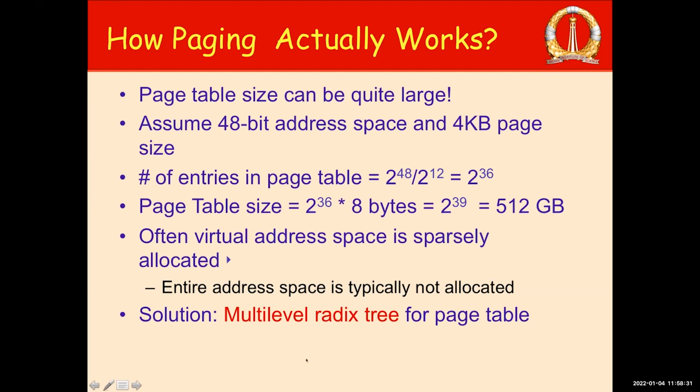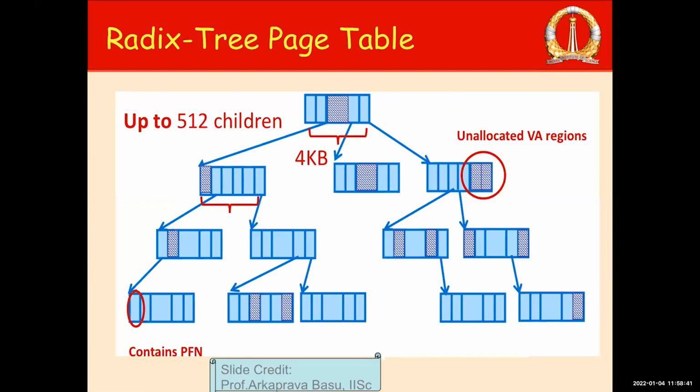So for this purpose, operating systems today actually implement something called a multi-level radix tree. And this multi-level radix tree is a structure which is something like this. Each node has up to 512 children, and there are 4 levels. At each level, each node can have up to 512 children. I'll tell you why this 512 comes into the picture. This is for a specific setting, of course.